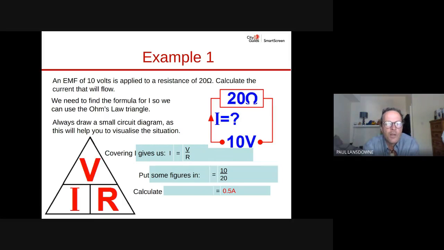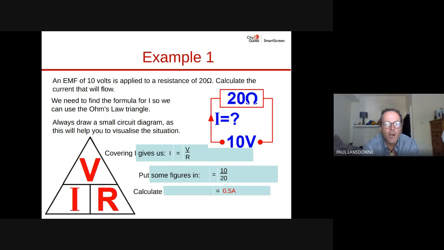So in this example, an EMF of 10 volts is applied to a resistance of 20 ohms. Calculate the current that would flow. So we need to find the formula for I. So we use the Ohm's law triangle. And I do recommend that you always get used to drawing these triangles. When we get onto power circuits, we do something very similar, and it will just help you remember.